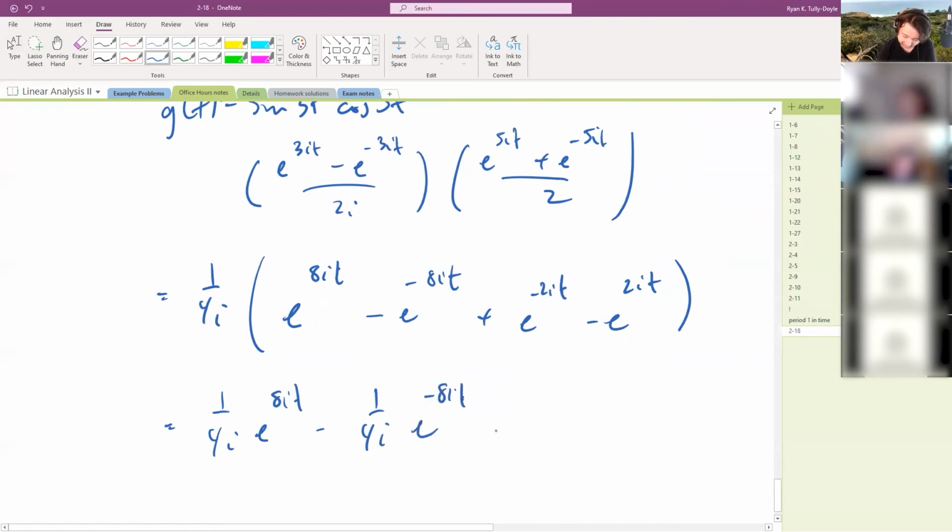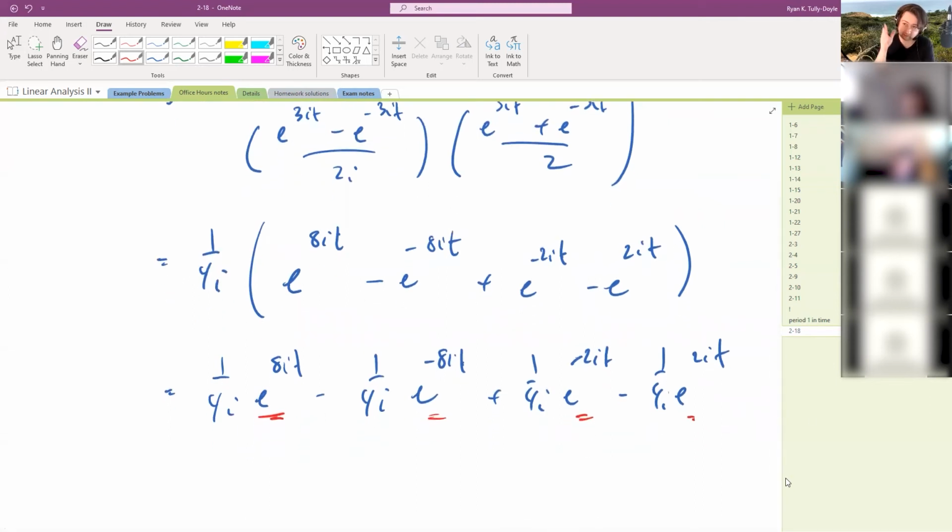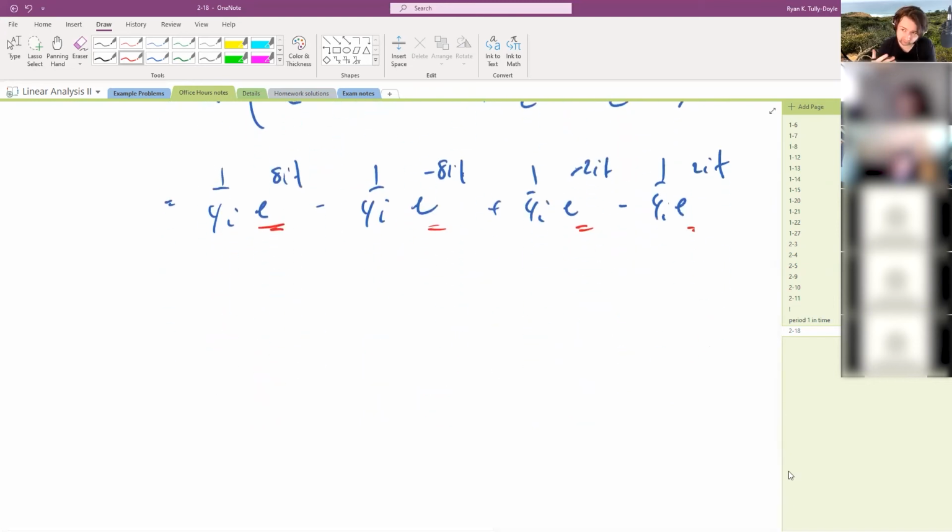So it's just, I think, the way it is right now: 1 over 4i e to the 8it minus 1 over 4i e to the minus 8it plus 1 over 4i e to the minus 2it minus 1 over 4i e to the 2it. This is the Fourier series for that function. So it's all multiplied out. I can actually look now at these terms and identify, okay, I have an n equals 8 term. Not really a Fourier series in the way that we're thinking about it with the n's, but I can look at the harmonics that are present and say that's a Fourier series. And the harmonics that are represented here go with certain frequencies.